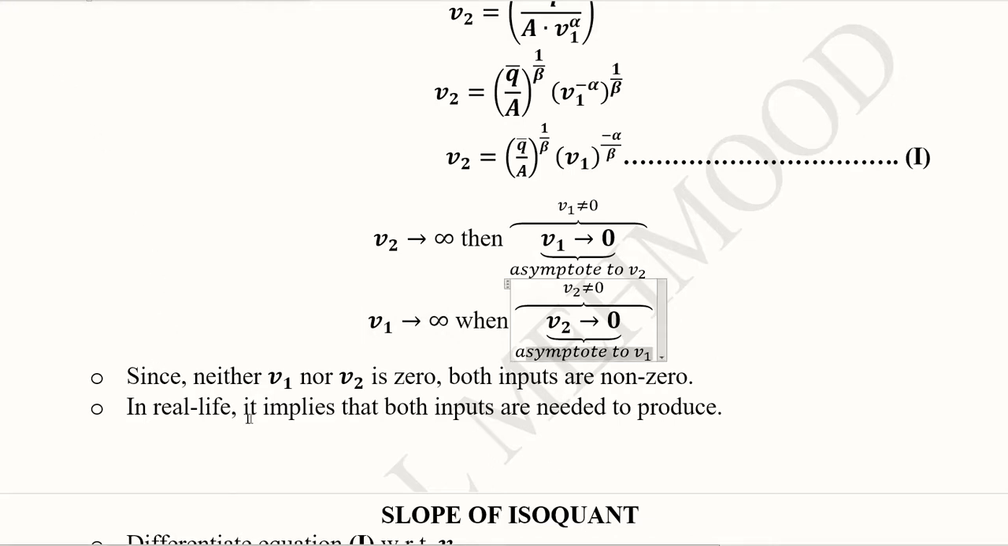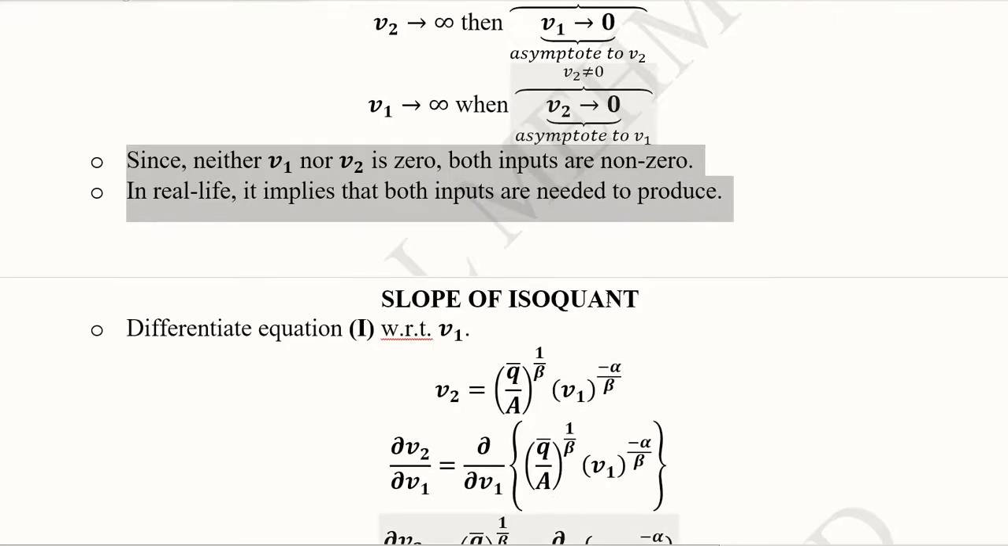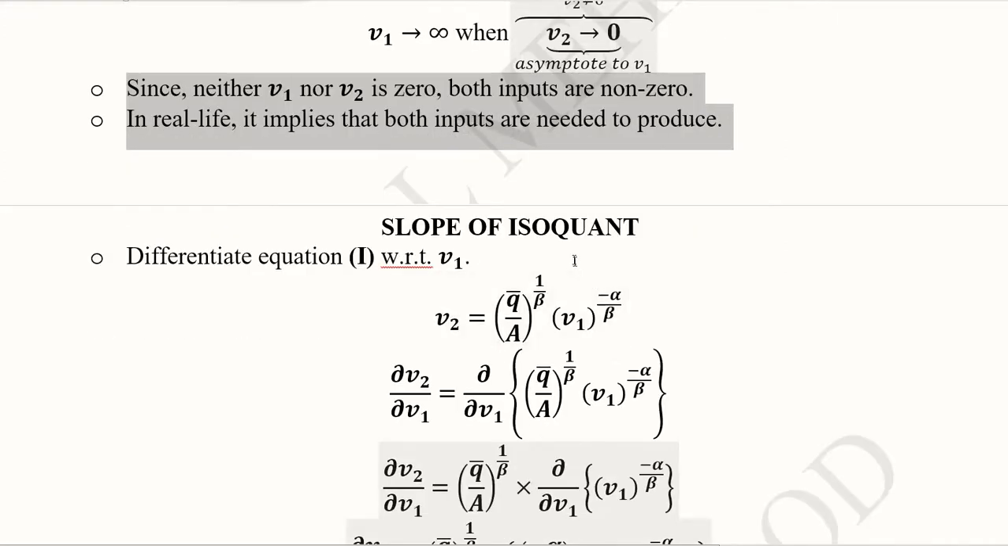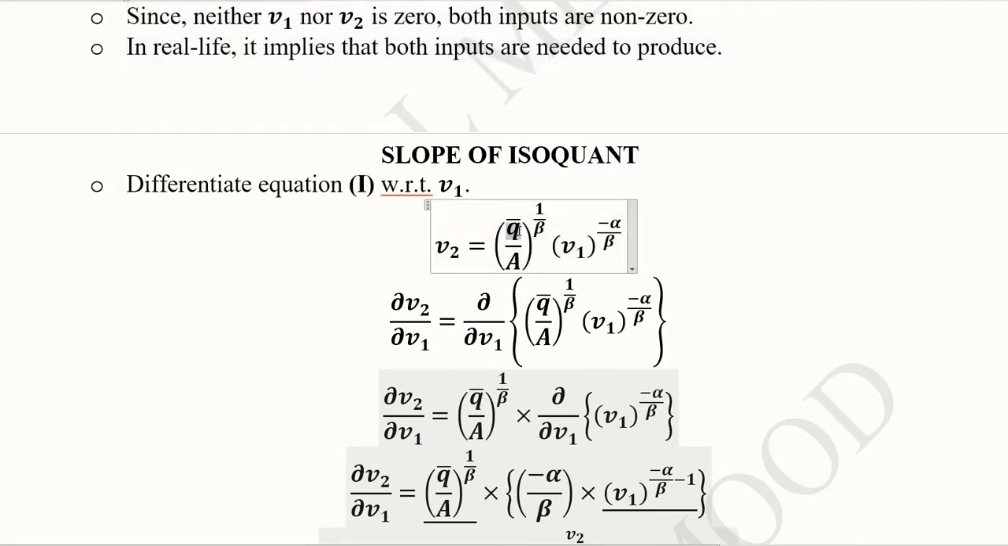So the description is here of this phenomenon that we just understood, the complementarity between labor and capital or any other two factors of production. Now we will calculate the isoquant's slope. We know that the isoquant has the output as a fixed factor, and variable factors will be there, that is the two inputs V1 and V2.